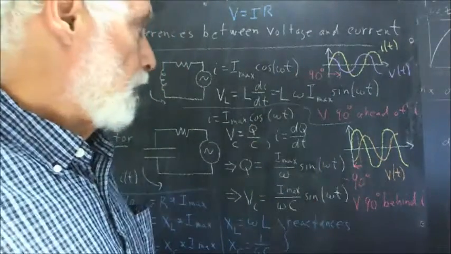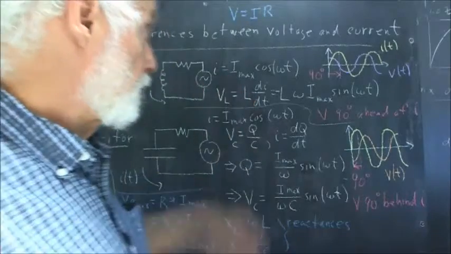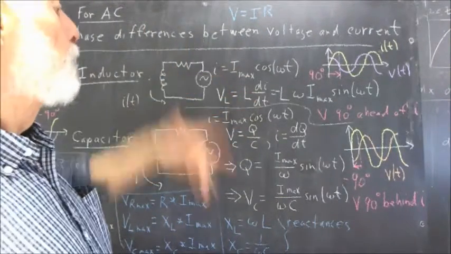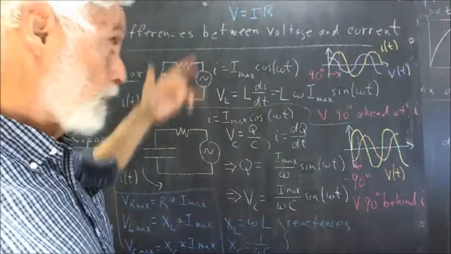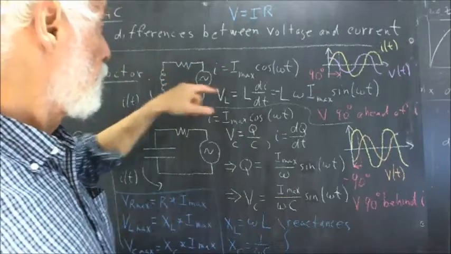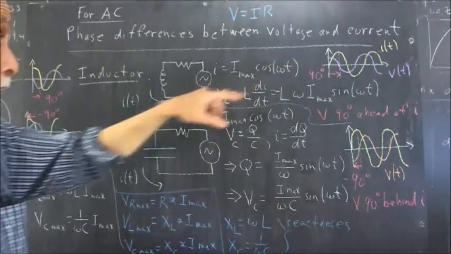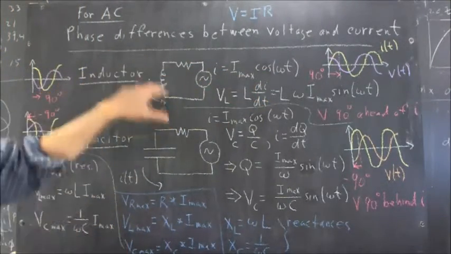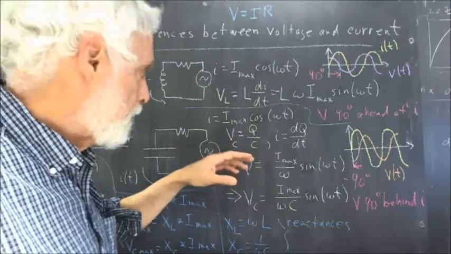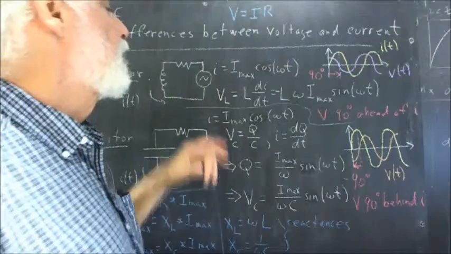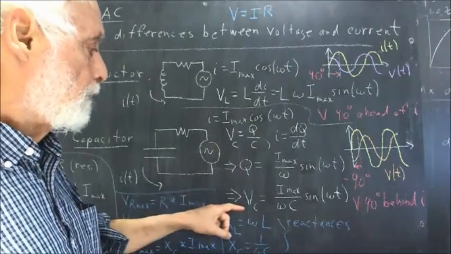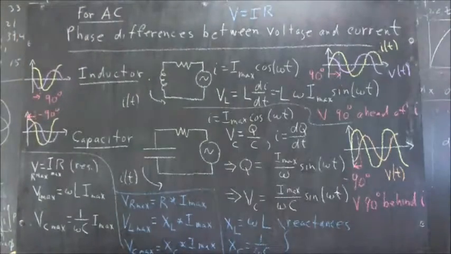Simple analysis of the sine and cosine function tells us that the voltage and the current are out of phase, with the voltage preceding the current by 90 degrees of phase when the current is through an inductor, and the current preceding the voltage by 90 degrees of phase through a capacitor.